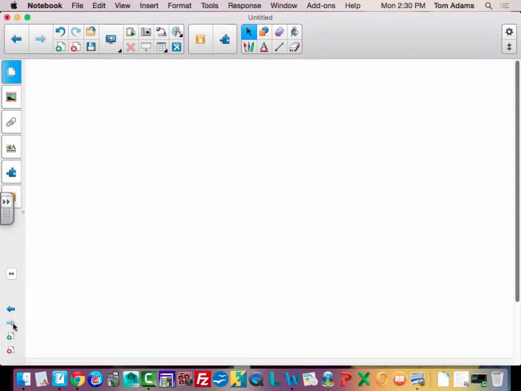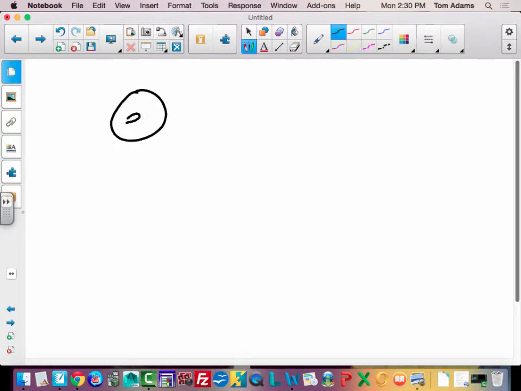Says an electron and a proton are separated by 2 nanometers. So I'm just going to sketch this out as I do it. So I have an electron and a proton, and they are separated by 2 nanometers, 2 times 10 to the negative 9, right?